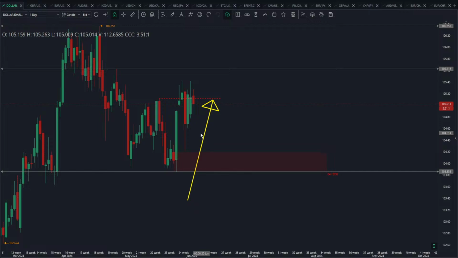Yes, is it possible or not? It would have been possible if the price after reaching here would have dropped below this order block. Now, since it has not dropped below this order block, we are still bullish on this one until price either takes this high or these highs.